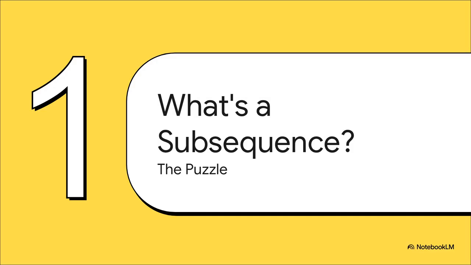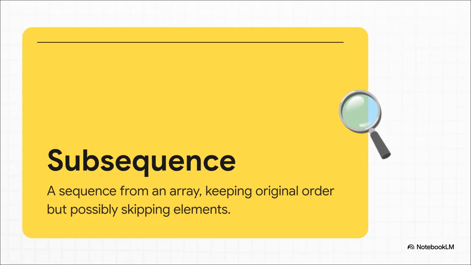Okay, first things first. Before we can start finding them, we need to be crystal clear on what we're even looking for. What exactly is a subsequence? So a subsequence is what you get when you pick elements from an array. The one crucial rule, the most important part, is that you have to keep them in their original order. You can skip elements, sure, but you can't just reorder them however you want.